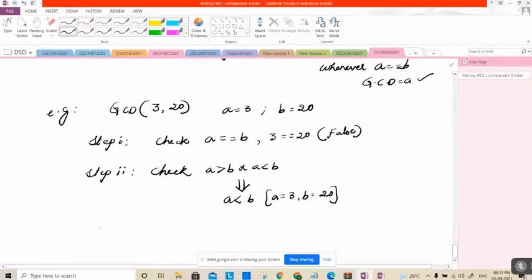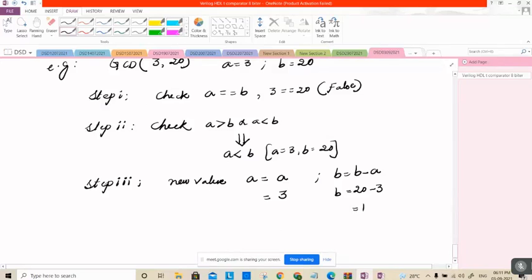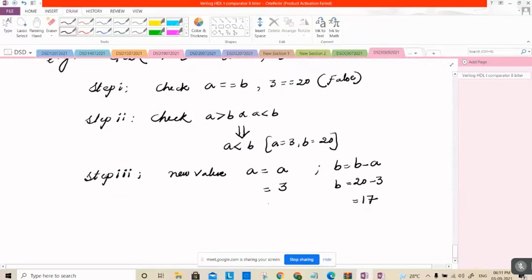Right, after this, step 3: the new value of A will be equal to A itself and B will be equal to B minus A. What is the new value of A? 3. What is the new value of B? 20 minus 3, and this is 17, right? Yes, sir. Right.